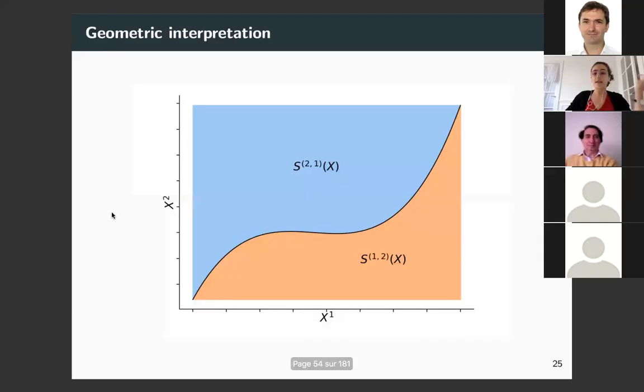And I said there is a geometric interpretation. The signature has information about areas spanned by the path. Here in black you have a path, and in orange and blue are the 2 coefficients of order 2, S12 and S21, which are the areas under and above the path. So this is really geometric.